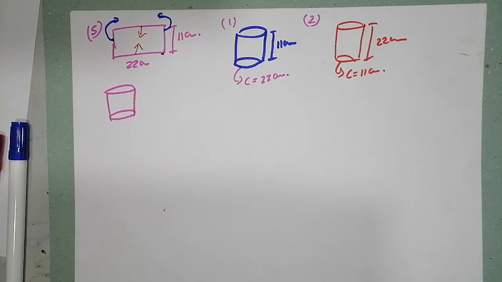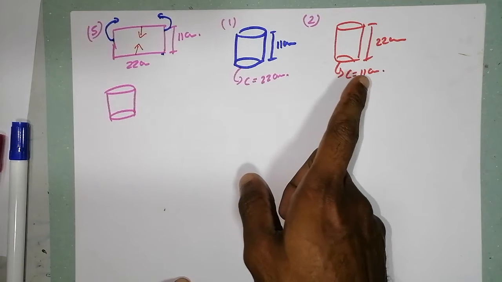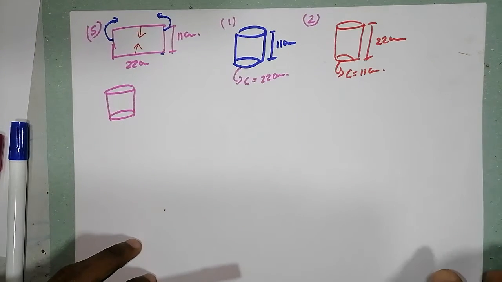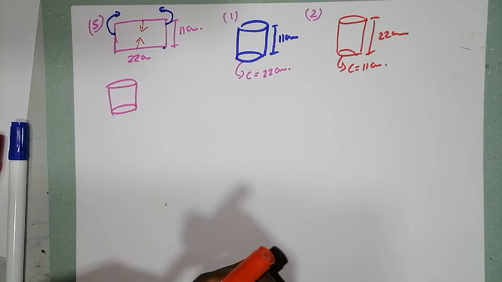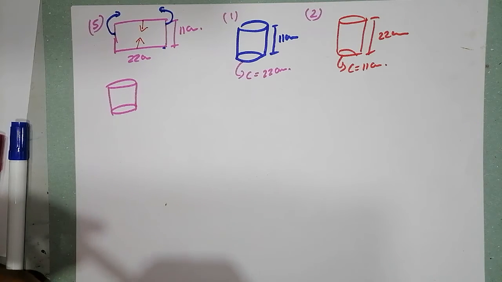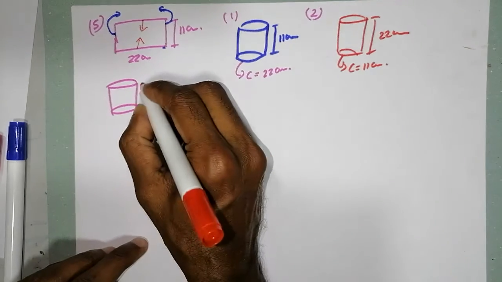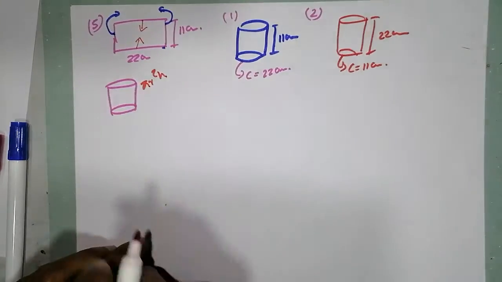The first part of the question asks us to draw with the measurements. Mark the measurements on the figure and find the volume of each cylinder. We already marked the measurements, so we can find the volume of the cylinder. We know the equation for the volume of a cylinder is pi r squared h.